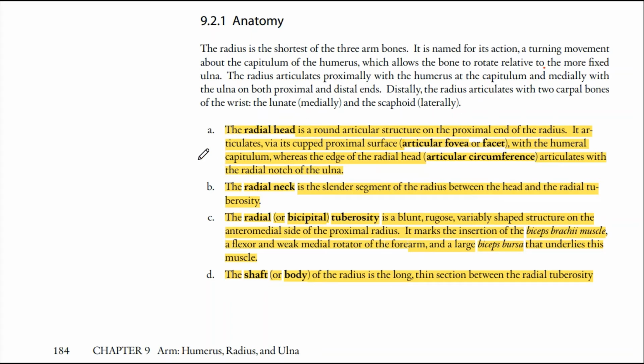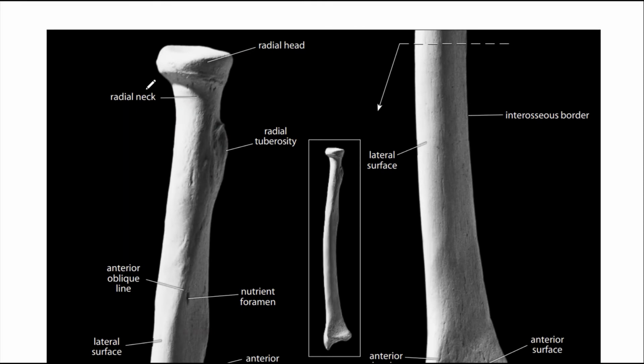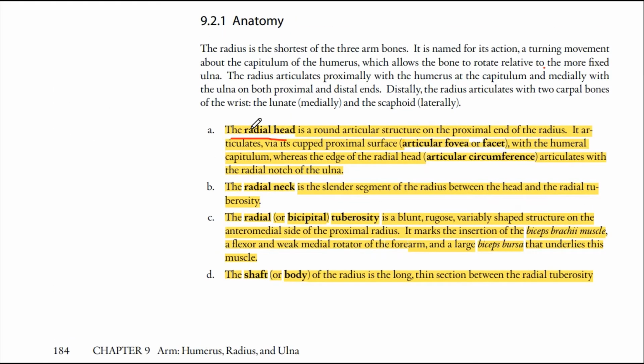Now we'll go through a few important landmarks of the radius. Firstly is the radial head. Now you will see a very unique head of the radius bone, which has a quite flattened surface, which fits into the groove of the humerus bone at the distal end. So the radial head is a round articular structure on the proximal end of the radius.